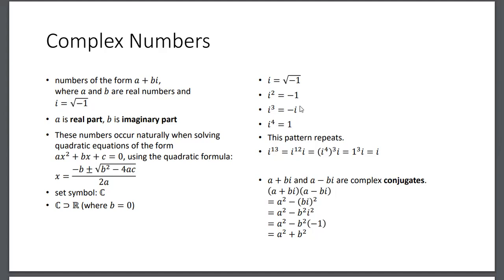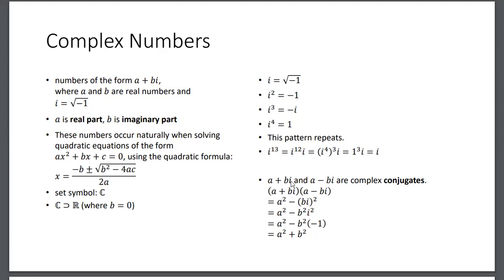So if we have i to the 13th power, for example, we can rewrite that as i to the 12th times i. i to the 12th is i to the 4th to the 3rd power, and then of course times i. i to the 4th is 1, so 1 to the 3rd power times i, and you just get i. So knowing this little foursome here, you can quickly figure out what any power of i is equal to.